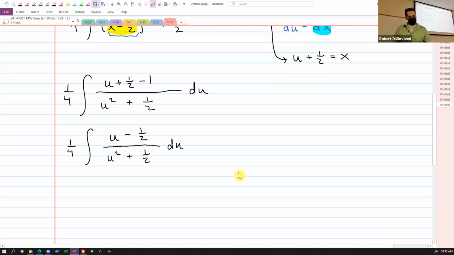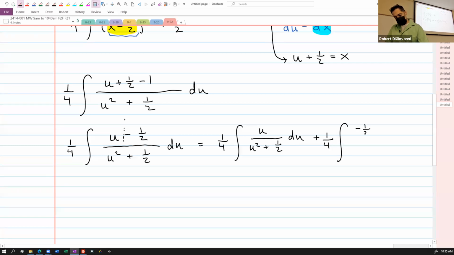Okay. Next step, they split it into two integrals. U over u squared plus a half du. And then, so they're splitting it here, right? They're going to do this over this with the 1/4 in front. Then this one, I'll do a plus 1/4 integral negative 1/2 over u squared plus a half du. Do y'all see what I've done there? Do y'all see how we can do the first one?